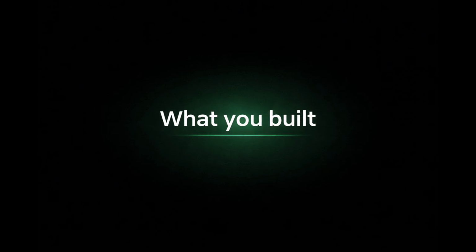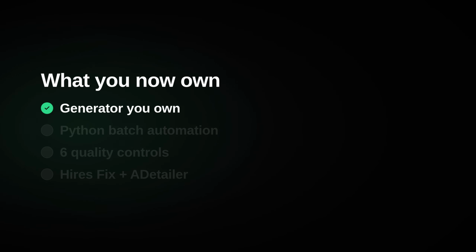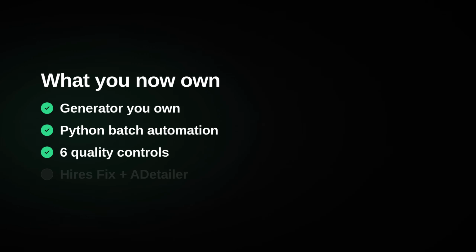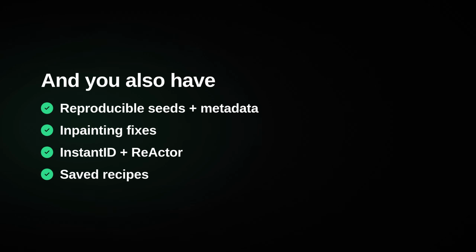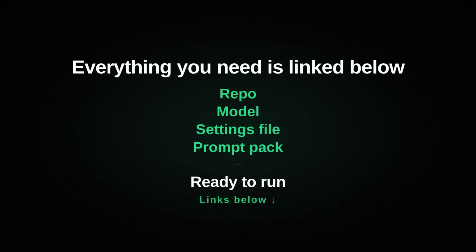So here's what you have now. A generator you own, Python batch automation, 6 settings that actually control quality, hires fix and ADetailer so your images look premium, seeds and metadata so your best results stay reproducible, inpainting so mistakes get fixed without starting over, InstantID and ReActor so one photo can become new worlds, and organized output so every image keeps its full recipe saved beside it.